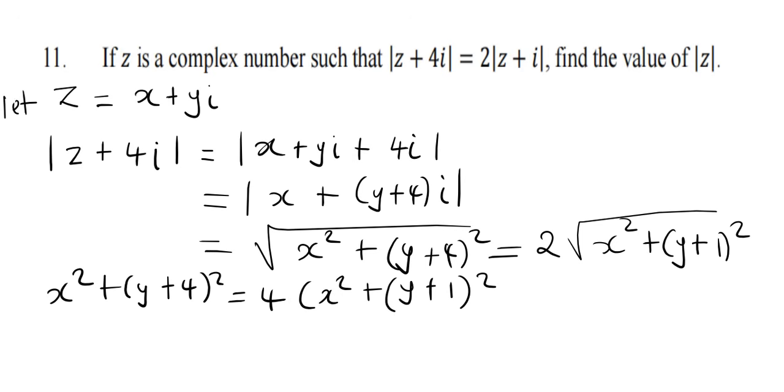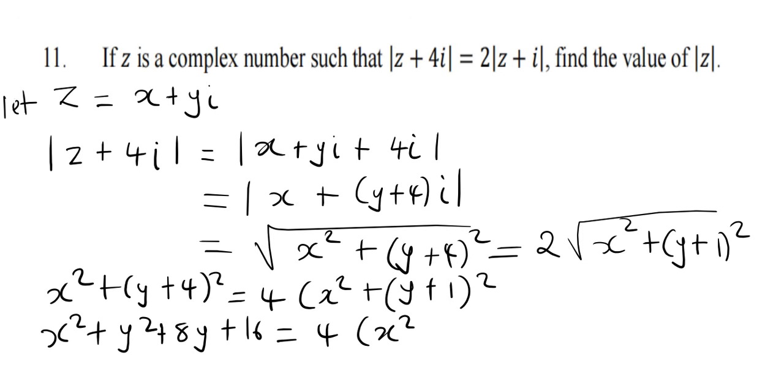Okay, so now what do we do? We just need to solve the ones that are in the bracket. So we have x squared plus, when we solve this one, we're going to have y squared plus 8y plus 16 is equal to, we come to the other side, 4, then we're going to have x squared plus, when I solve what is in the bracket, I'm going to have 2y.